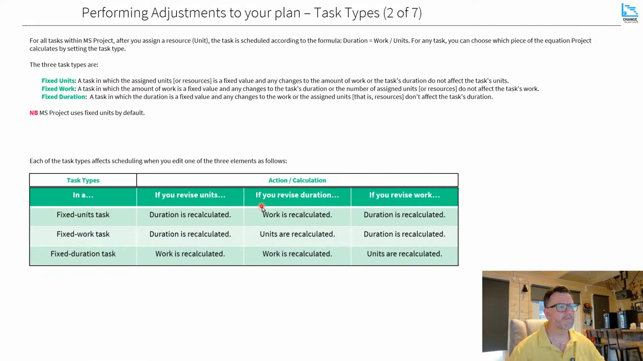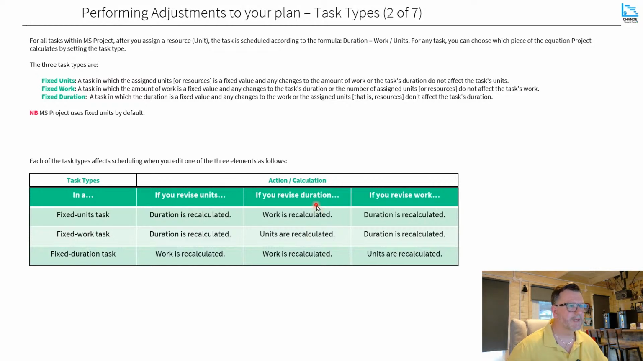If you revise again on a fixed unit, in fact, let's go all the way down to the bottom. So for fixed work, if you revise the unit, it will again recalculate the duration. However, if you've got a fixed duration task type, it will recalculate the work itself. It won't impact the duration. Now, if we again take where you revise the unit, i.e. the resource allocation or the number of resources.